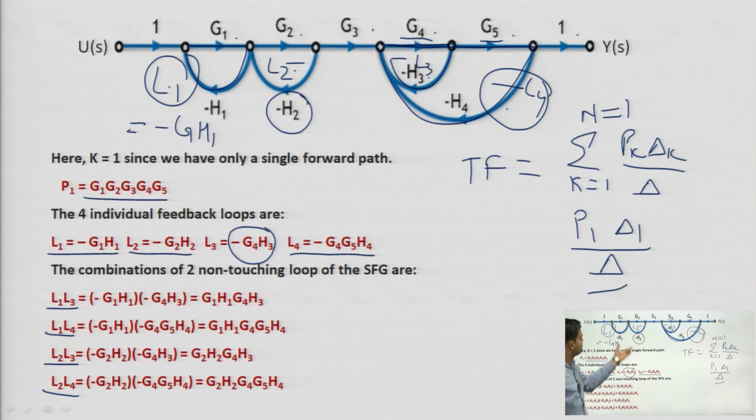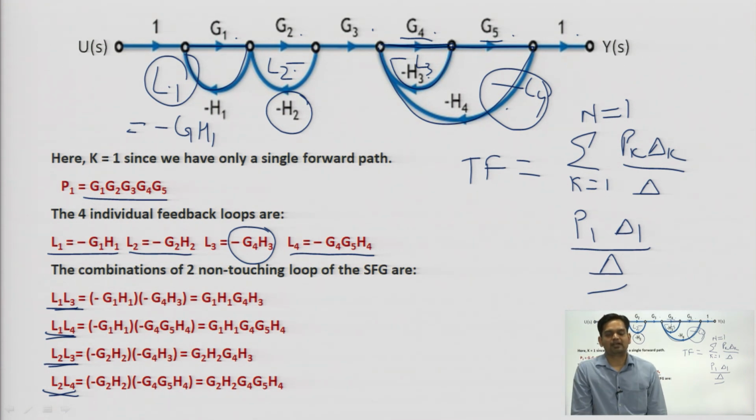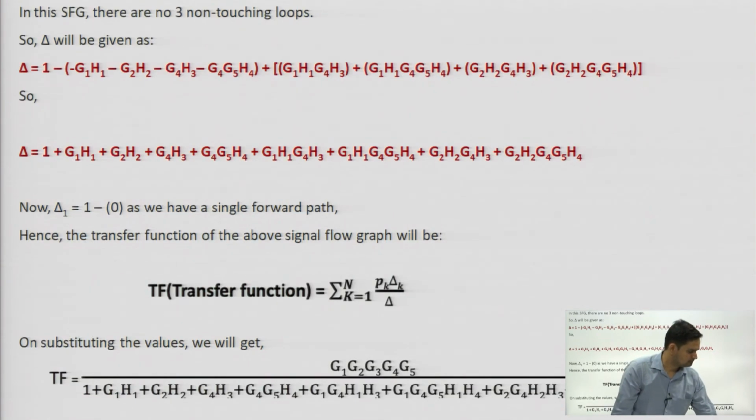If you see, is there any 3 non touching loop? No, there is no 3 non touching loop. So we have to calculate their product gains: L1 L3, L1 L4, L2 L3, L2 L4, and then we have to put them in Mason's gain formula and we will get the transfer function.